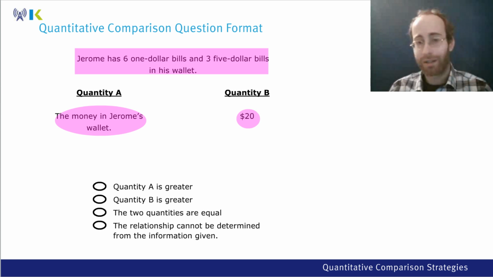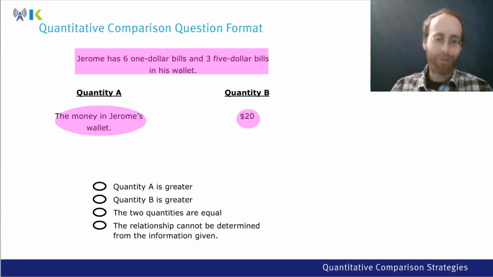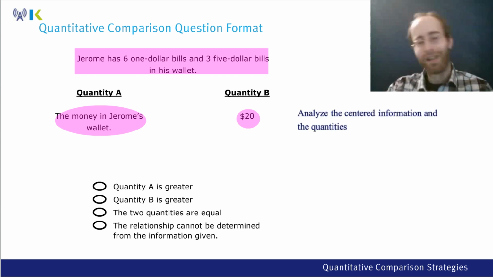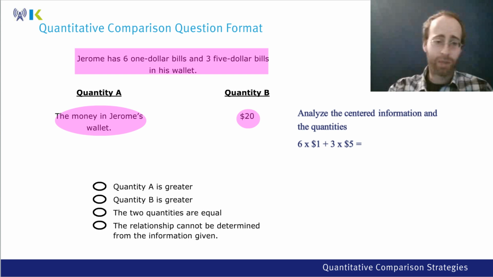Now let's take a look at this question. So this one tells us that Jerome has 6 $1 bills and 3 $5 bills. Now that's some pretty easy math. Let me know in the chat, folks. Tell me, please, how much money does Jerome have in his wallet right now? So we take, okay, he's got 6 $1 bills, that's 6 times 1, plus 3 $5 bills. That's 3 times 5, so that's 15. So we got 6 plus 15, Jerome's got 21 bucks.